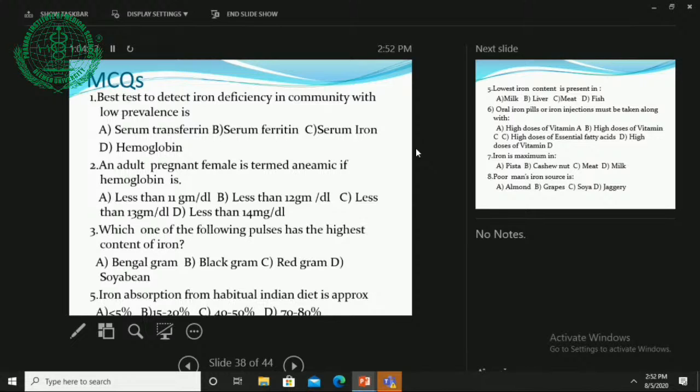Then the fifth MCQ is, iron absorption from habitual Indian diet is approximately 5%, 15 to 20%, 40 to 50%, 70 to 80%. So for this the answer is less than 5% of iron is absorbed from the habitual Indian diet.